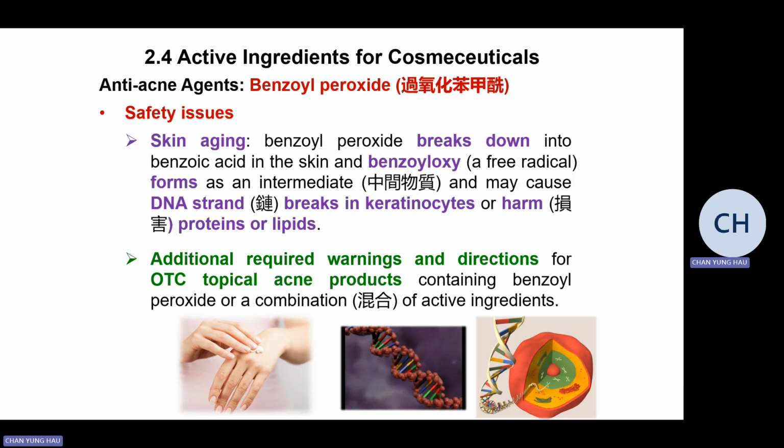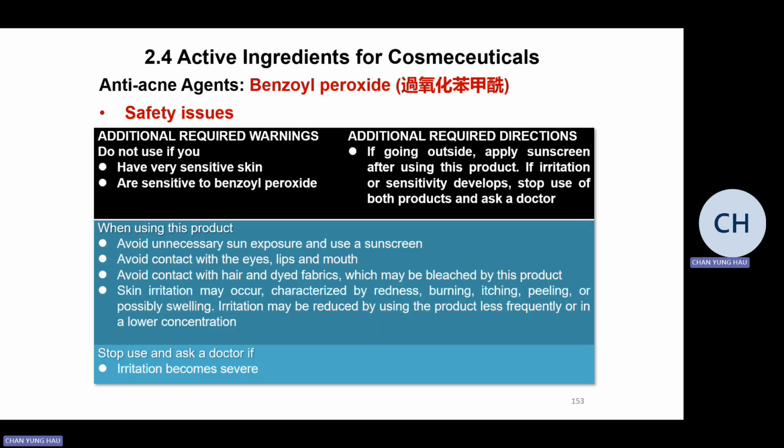Because it breaks down into benzoic acid in the skin, free radicals will be formed as intermediates, and that will cause DNA damage and breaks in our keratinocytes, and may be harmful to protein or lipid. That's why, when using benzoyl peroxide, the additional required warnings and directions for over-the-counter topical acne drug products should be used, whether it is used alone or in combination with other active ingredients. So these are the safety issues.